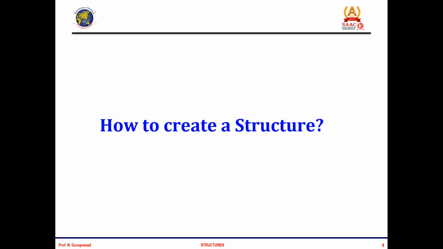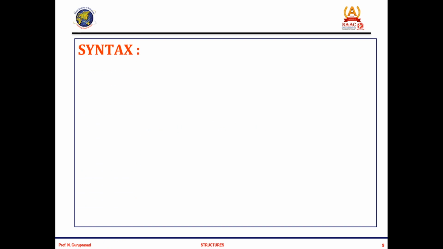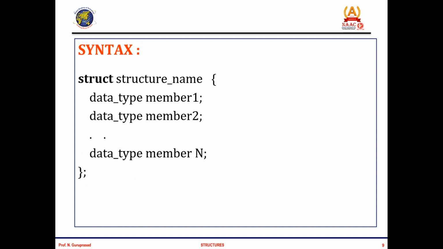Now let us look at how to create a structure. We basically use a keyword called struct to create a structure in C. The struct keyword is actually a short form of structured data type. So the syntax is, you have struct followed by a structure name, then the opening curly braces, followed by a couple of items inside, which we call member elements, right? And then you have closing curly braces with a semicolon.